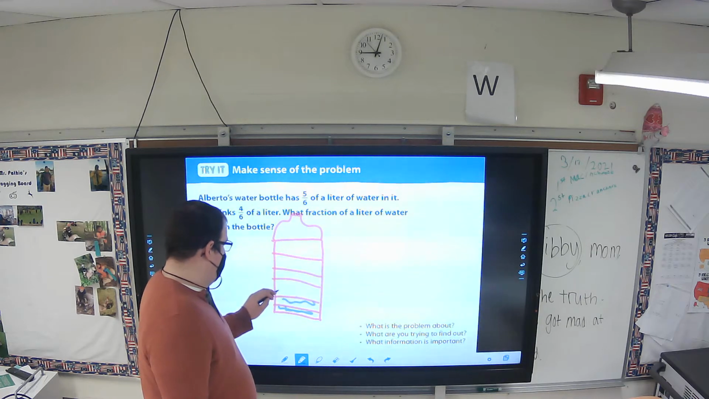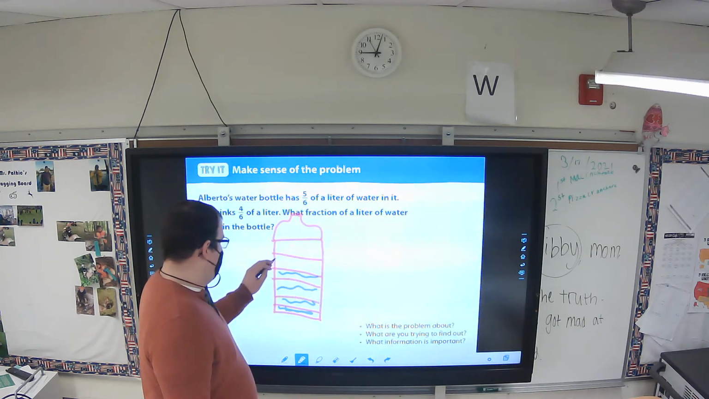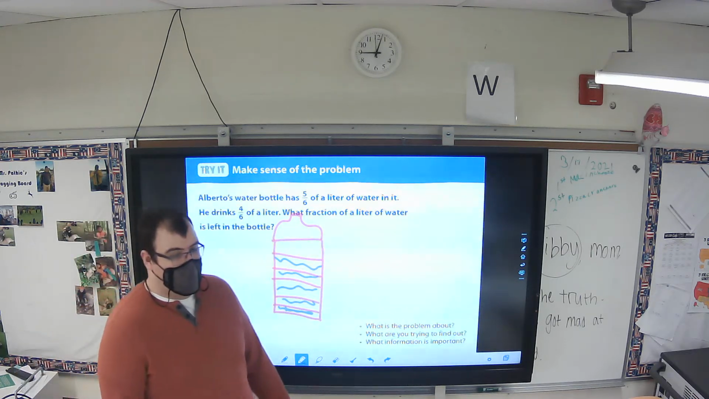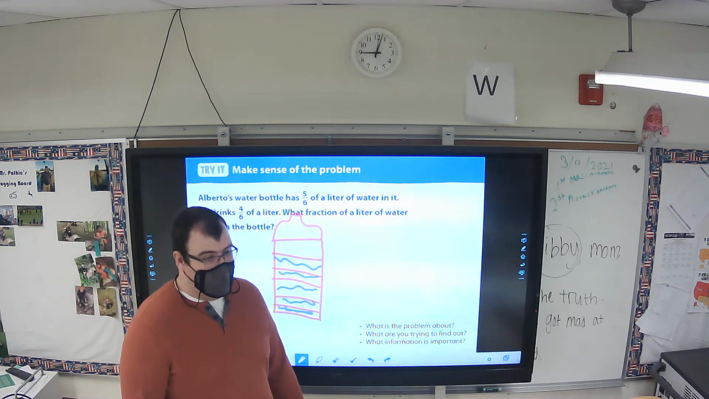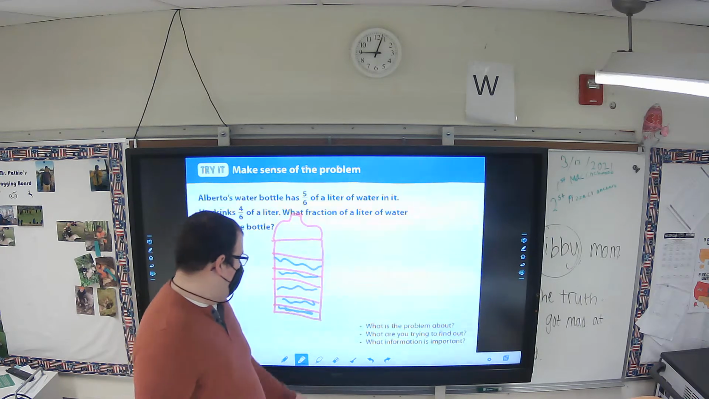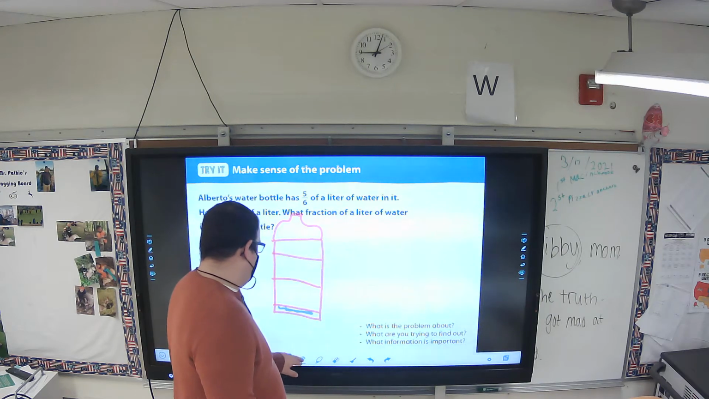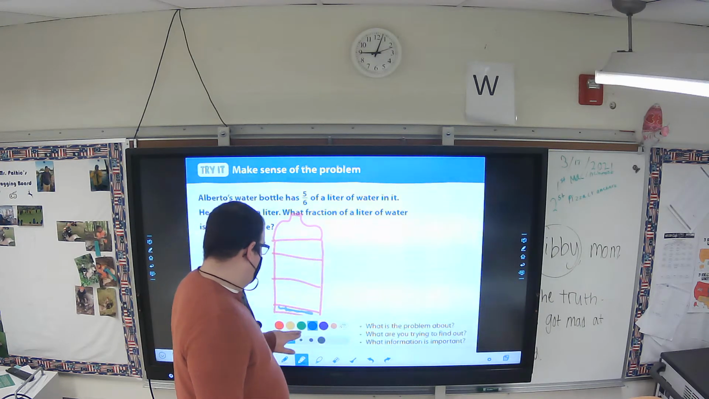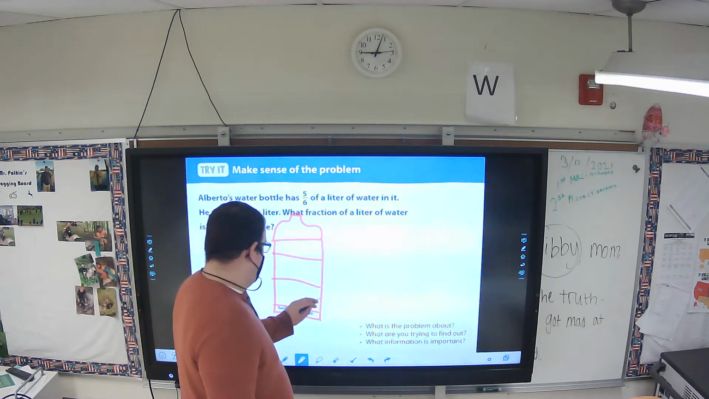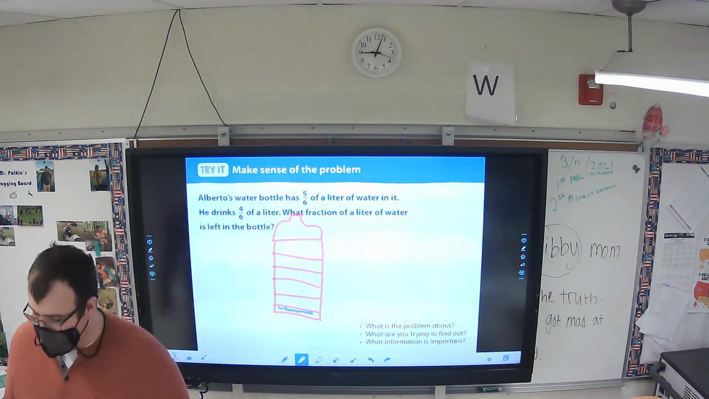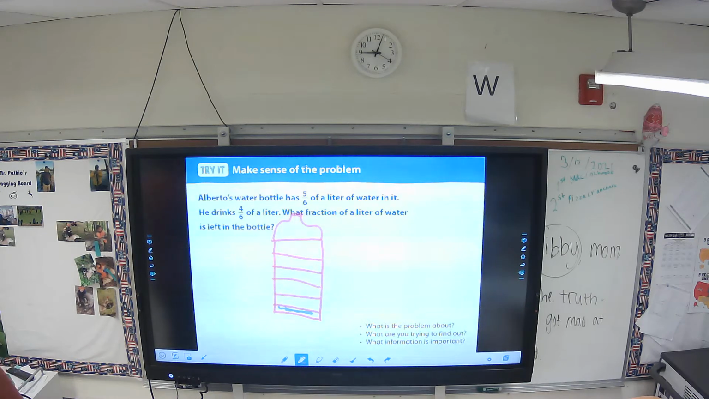1, 2, 3, 4, 5. We're taking away how many sixths of it? We're drinking how much? 4. So we're going to take away 4. 1, 2, 3, 4. But I wouldn't erase my red lines, right? So there'd be a red line here, red line here. How much do I have left? 1/6. Does that make sense?